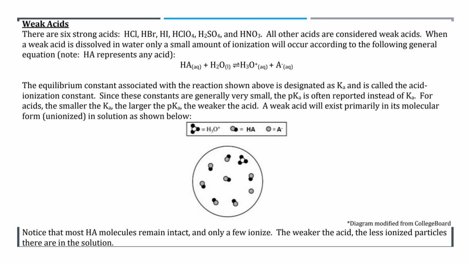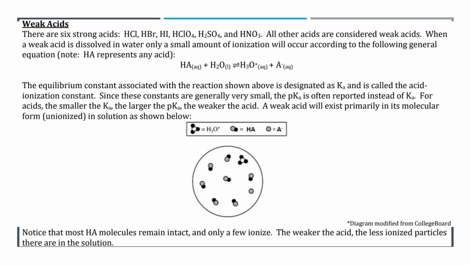So for weak acids, there are 6 strong acids we talked about: hydrochloric acid, hydrobromic, hydroiodic, perchloric acid, sulfuric acid, and nitric acid. All other acids are considered weak, like I said last lecture. So when a weak acid is dissolved, only a small amount of ionization will occur. So we're going to have to determine that amount. It's called percent ionization in a bit.